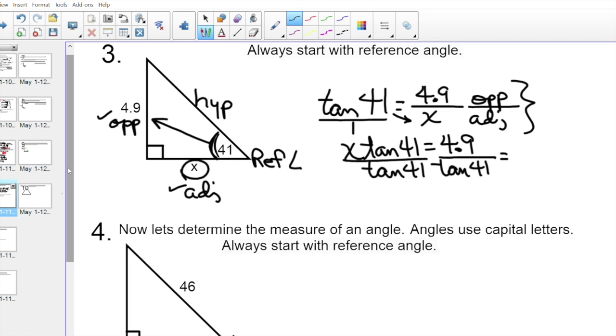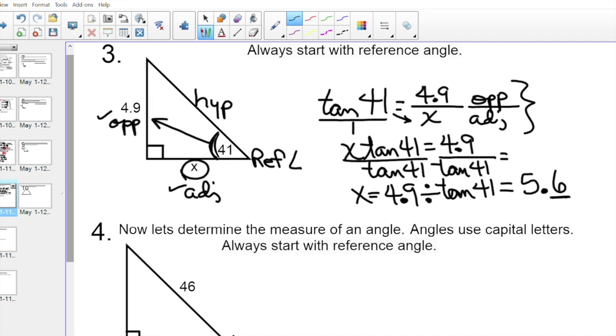So you would go to your calculator and put in x, of course we're looking for that, 4.9 divided by tangent 41. And so that is the process that you need to consider on this type, where x is not on top. And when I did it, I got the answer to be 5.6.